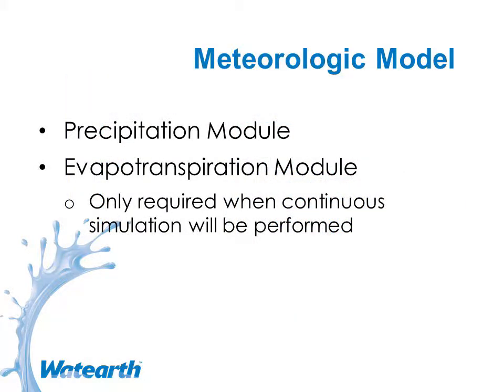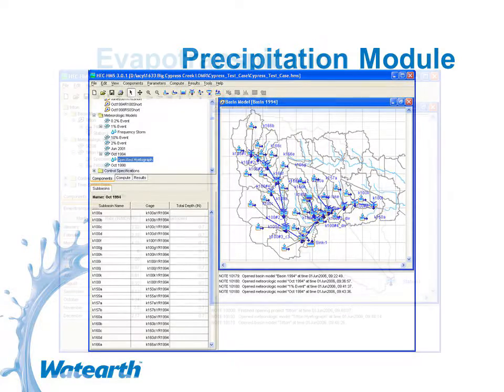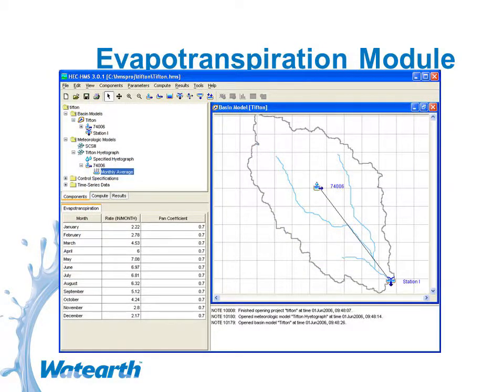Okay, our meteorologic model, again, rainfall data, evaporation data if you're going to use it. So the precipitation data, basically you end up double clicking on these, and we'll go through it, but you have to open the meteorologic model and then add events. And then in this case, this is like a specified gauge data. But we'll get to practice with using that. Same with evapotranspiration.